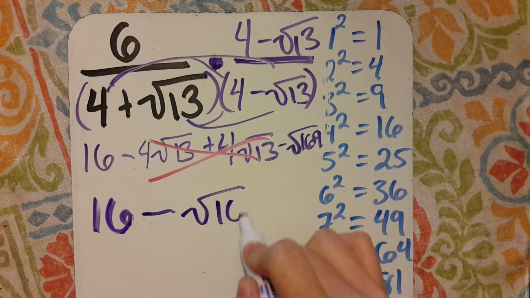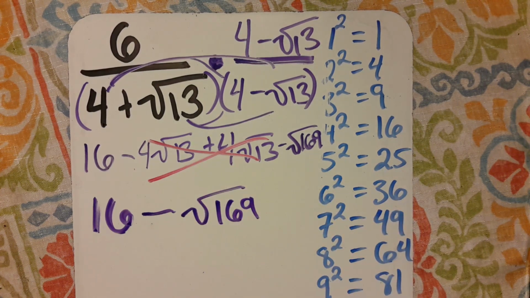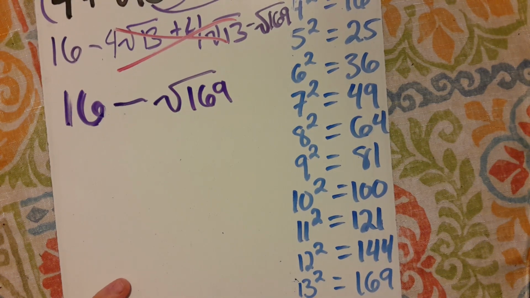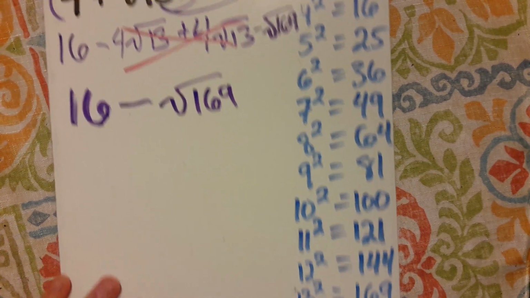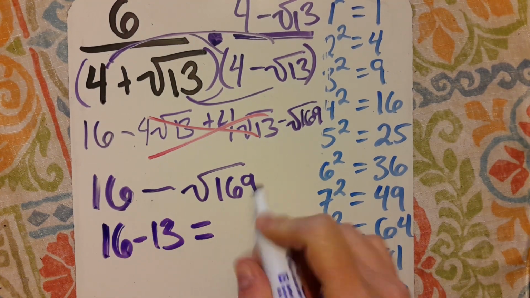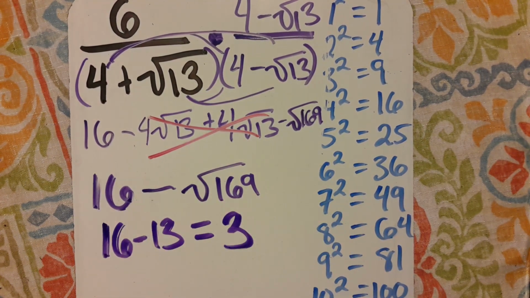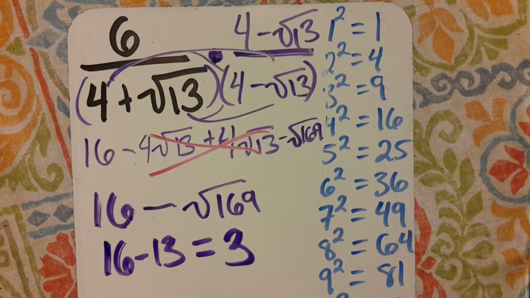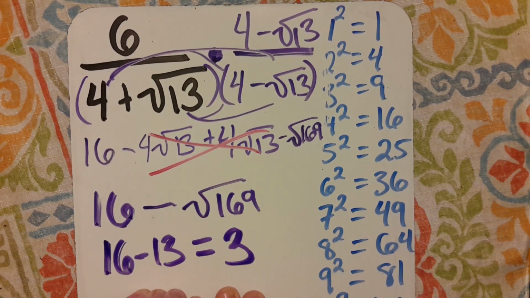So now I have 16 minus, wait, the square root of 169? Well, heck, the square root of 169 is 13. So the bottom is actually 16 minus 13, which equals 3. Okay, I got a little sidetracked. That was all just the bottom.